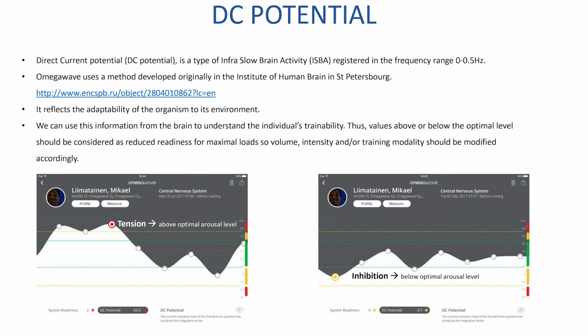We have DC potential as a part of our technology, and we're using this because we need something to be able to evaluate brain neural activity. So not just cardiac activity, not just activity from the autonomic nervous system in the regulation of the cardiac system, but something that will provide useful information from the brain point of view.